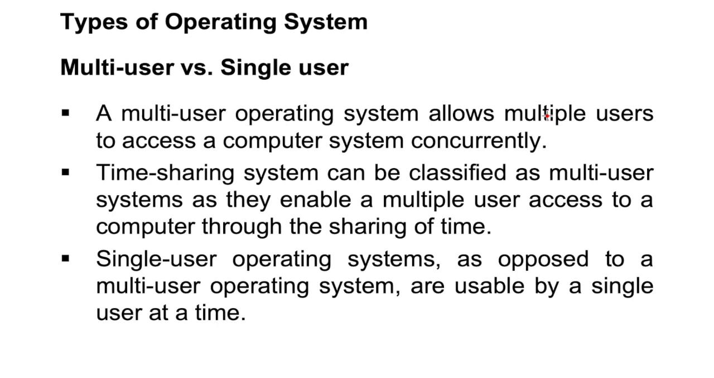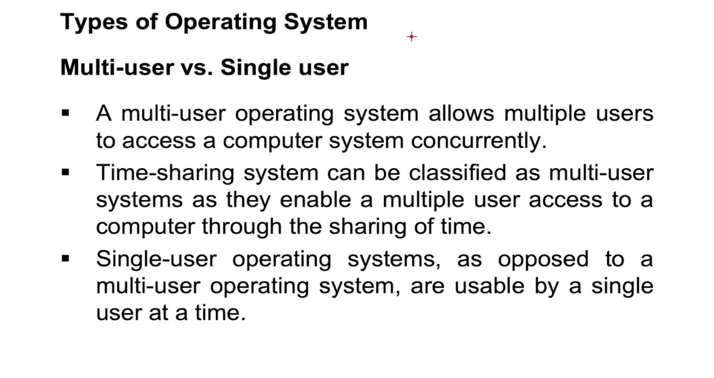Multi-user versus single-user. A multi-user operating system allows multiple users to access a computer system concurrently. Time-sharing systems can be classified as multi-user systems, as they enable multiple users to access the computer through the sharing of time. Single-user operating systems, as opposed to multi-user operating systems, are usable by a single user at a time.